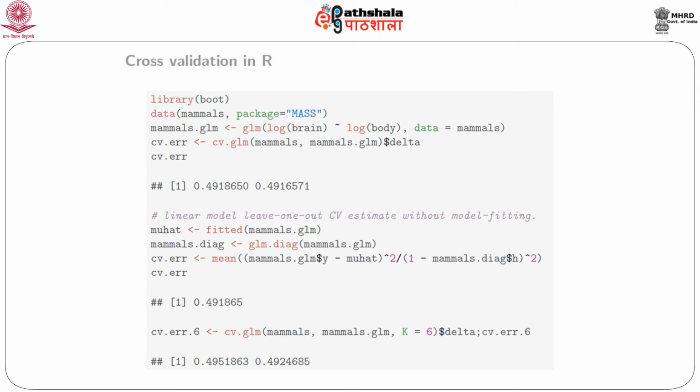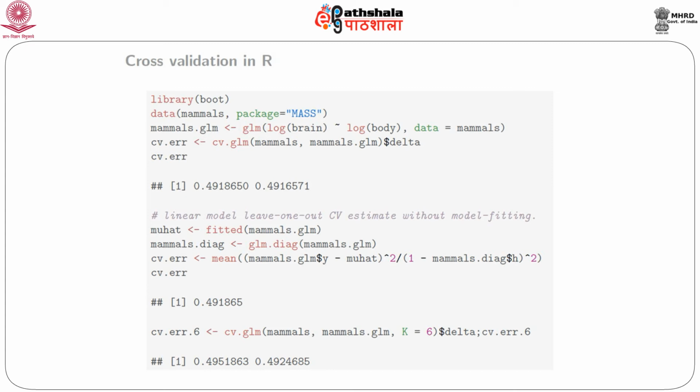Note that the facility in the boot package called cv.glm performs the cross validation in context to GLM models, but the model that we have fitted here is an LM model, or a linear model. That can also be fitted using GLM without specifying the family and the link option. The default family and link option make the GLM a linear model. So, we fit this, and then we say CV1 is cv.glm, with the data mammals and the GLM object.